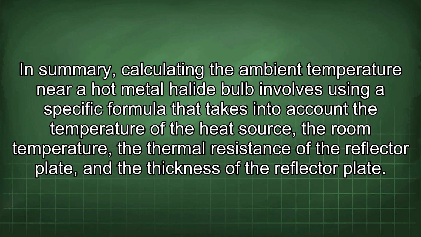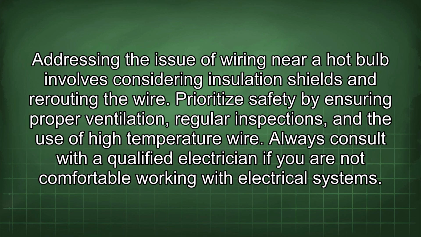In summary, calculating the ambient temperature near a hot metal halide bulb involves using a specific formula that takes into account the temperature of the heat source, the room temperature, the thermal resistance of the reflector plate, and the thickness of the reflector plate. Addressing the issue of wiring near a hot bulb involves considering insulation shields and rerouting the wire. Prioritize safety by ensuring proper ventilation, regular inspections, and the use of high-temperature wire. Always consult with a qualified electrician if you are not comfortable working with electrical systems.